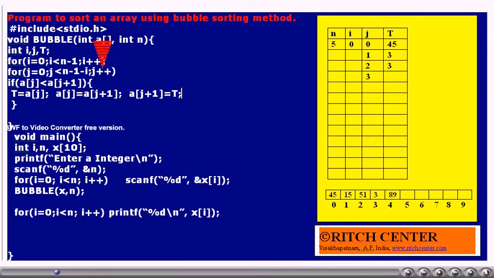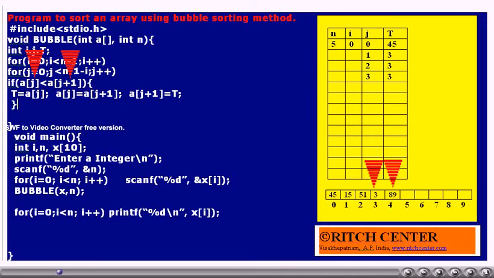The j value will be incremented by 1. Thus, the j value becomes 3. j, is it less than n minus 1 minus i, that is 4? Yes. Thus, the inner loop will be executed once more.